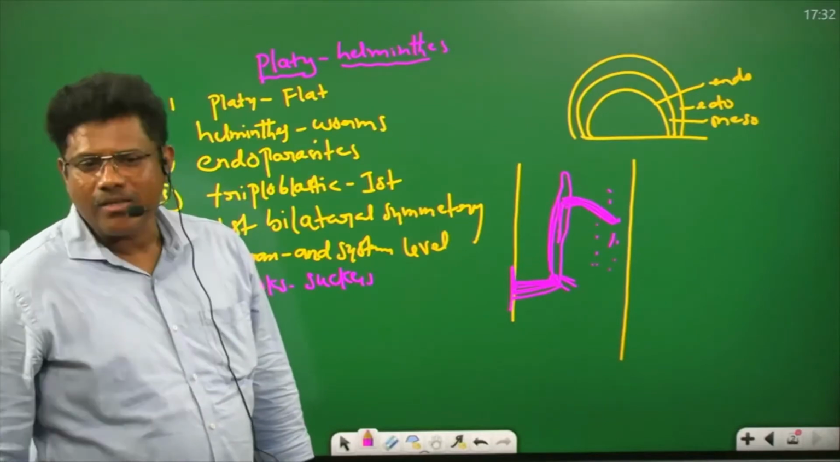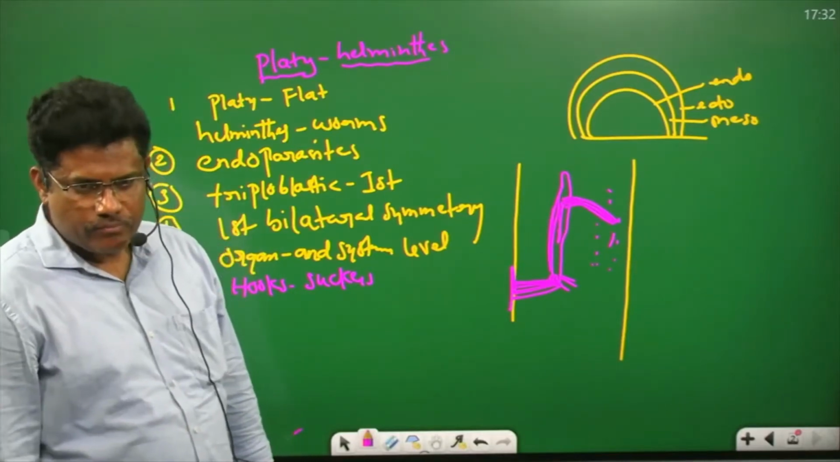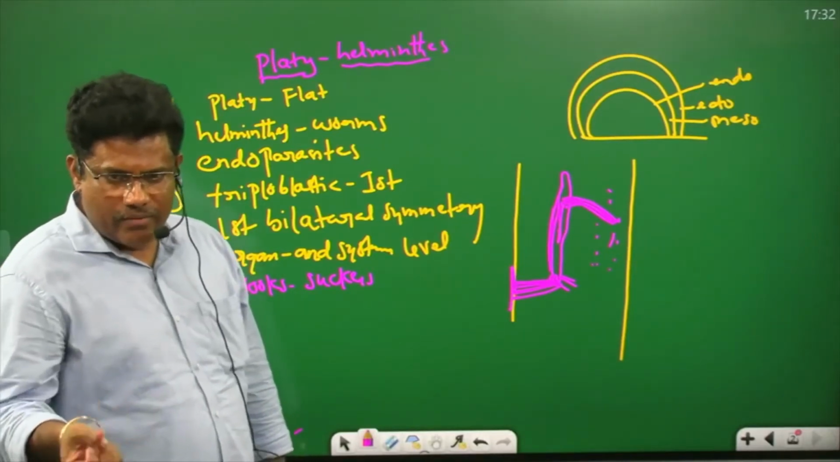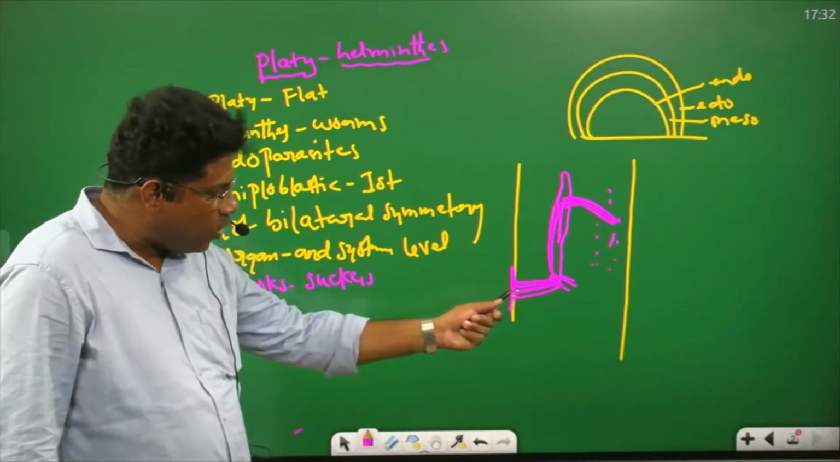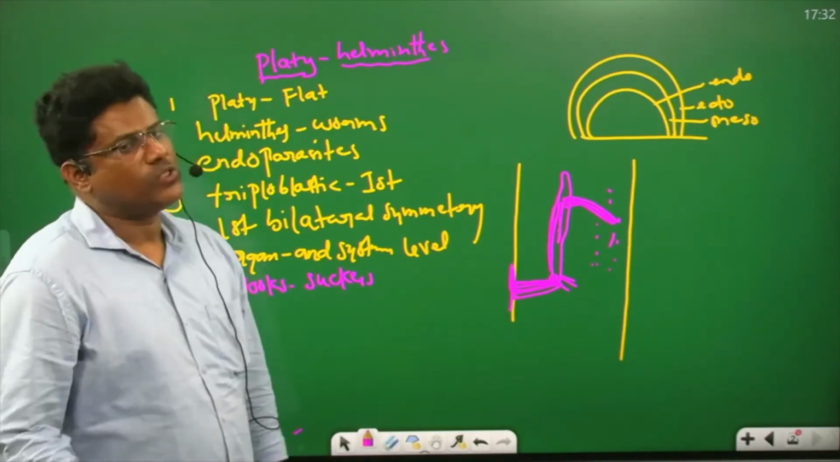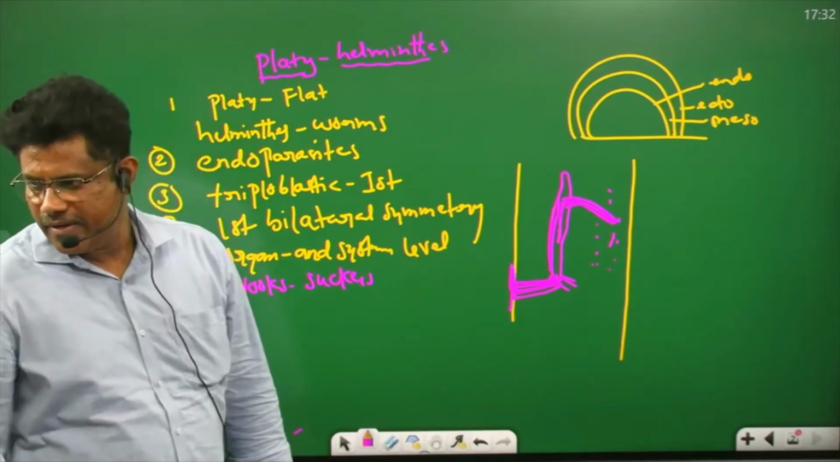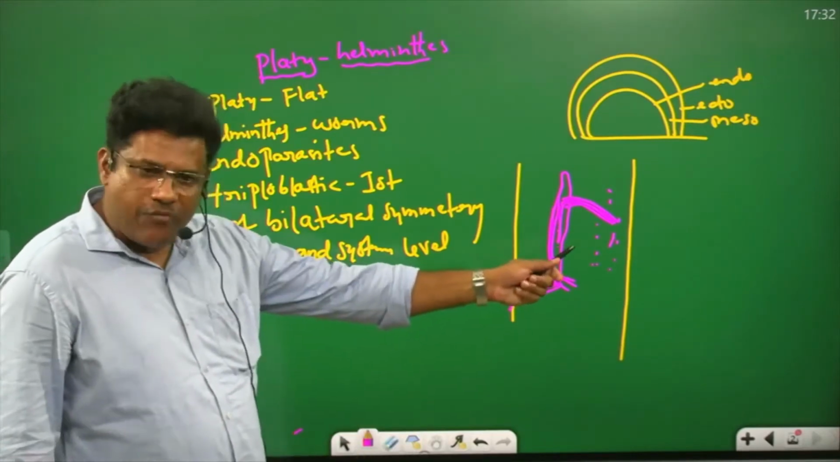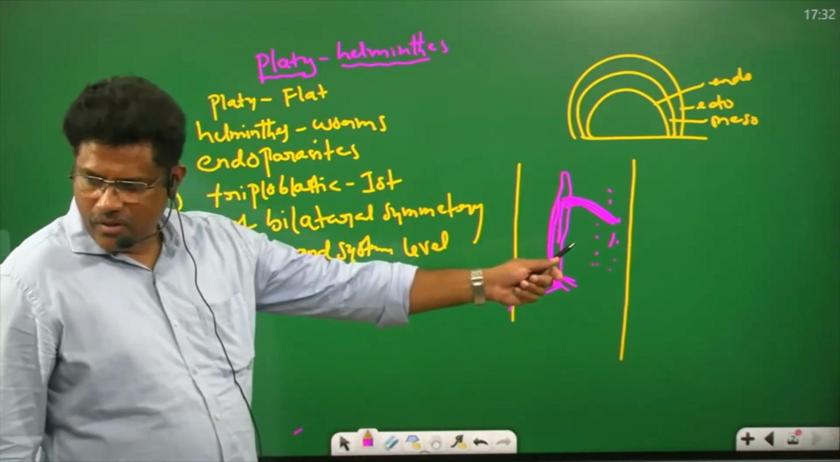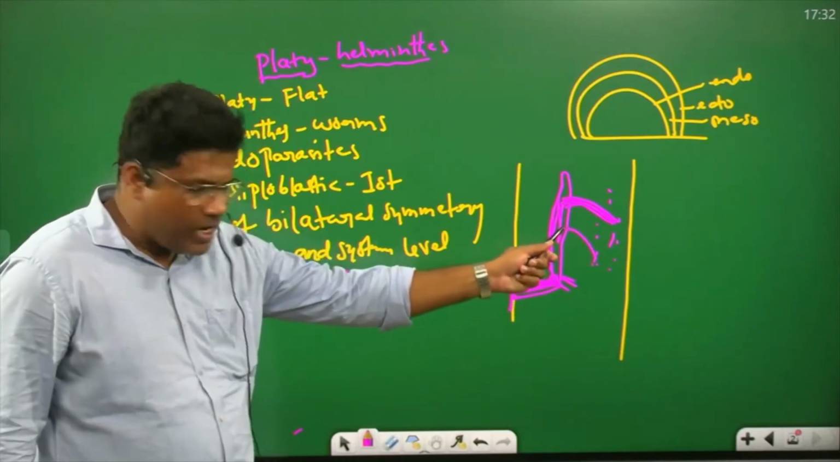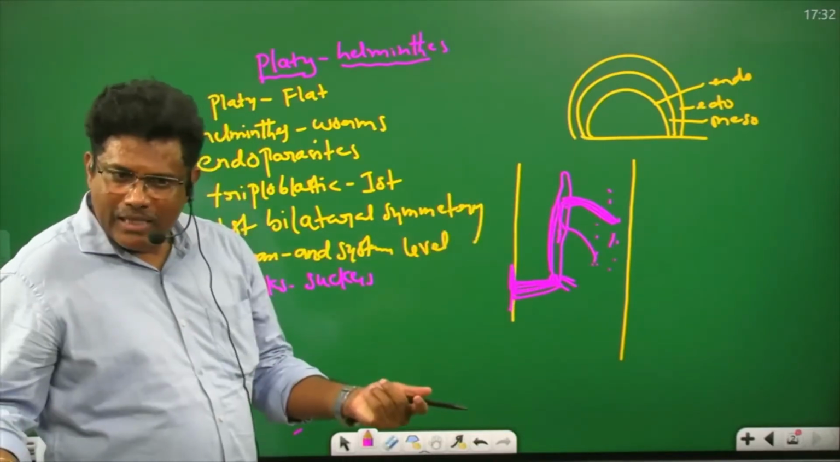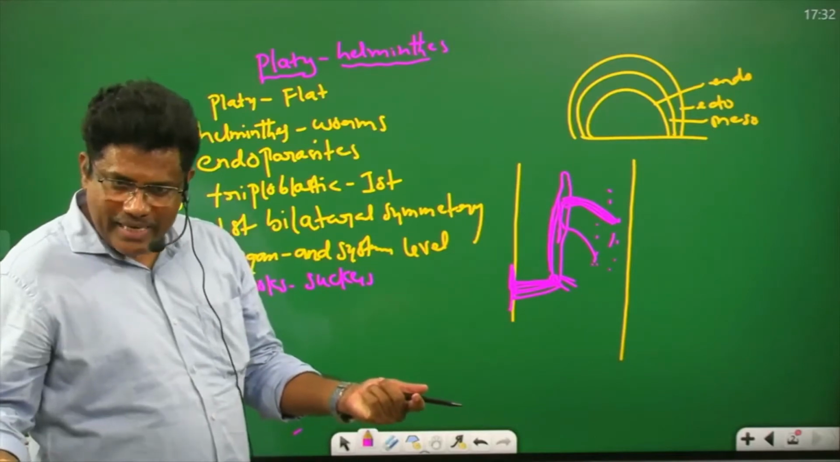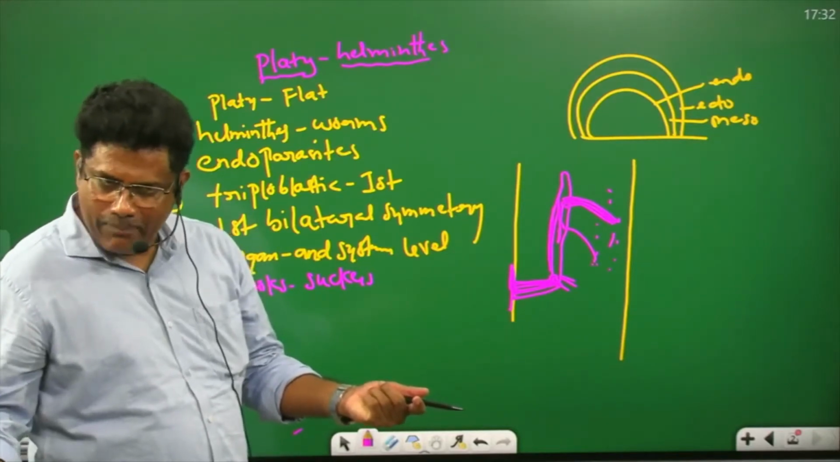You understand? That is a parasitic adaptation. Hooks or suckers are there, and with their help the parasite holds to the human intestine. That's why it does not come out easily. Then the parasite takes food from the human intestine and absorbs it through its body wall, because the parasite has no alimentary canal. That is the parasitic adaptation.